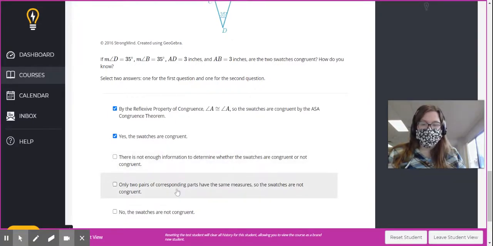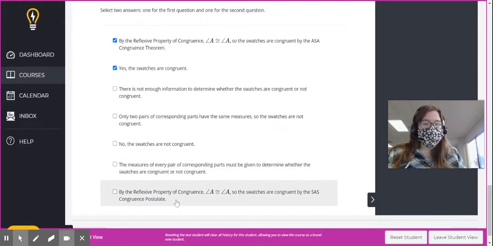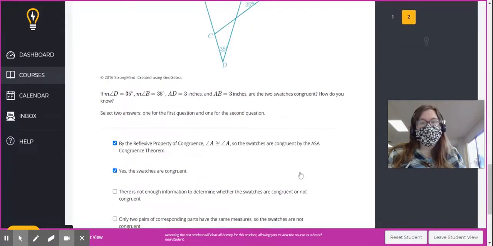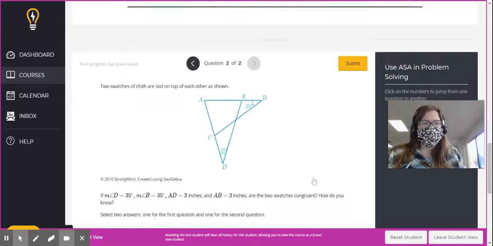It doesn't have that the measures of every pair of corresponding parts must be congruent. Nope. By the reflexive property, this says side, angle, side. So they're going to trip you up. There's angle, side, angle. There's side, angle, side. But we had angle, side, angle, is what I said. Did I? What did I say? I don't know.